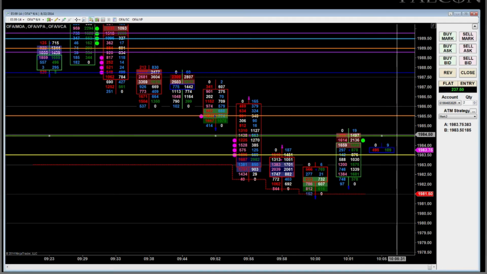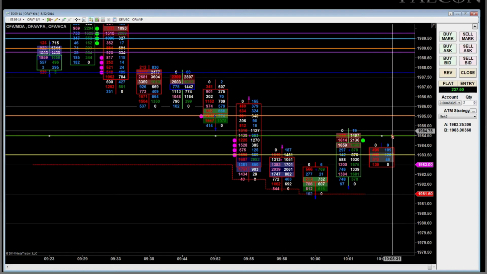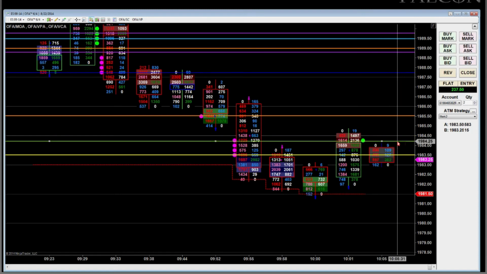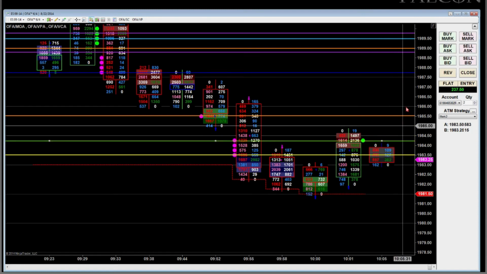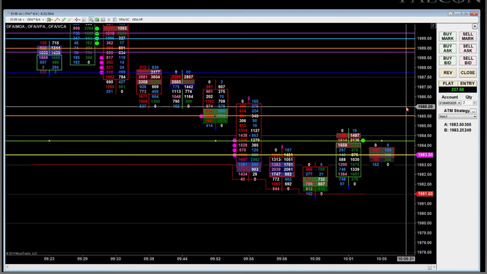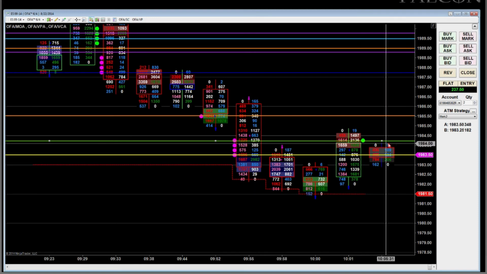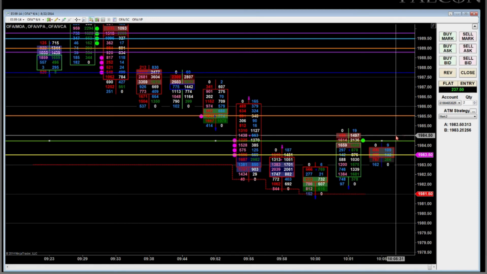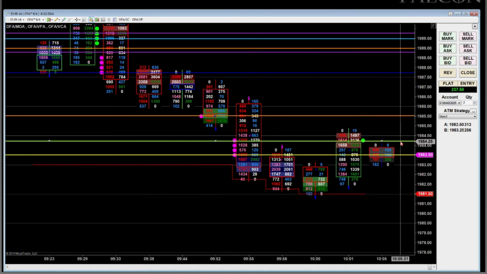Actually, IB was right, 84.25. There was a little bit of a low volume area there, so that was a potential short again off of IB low.